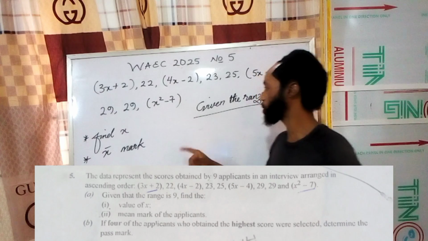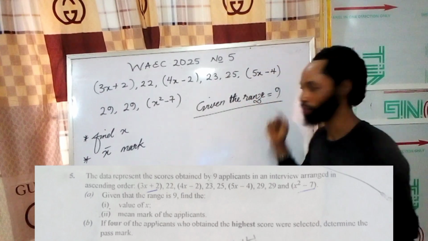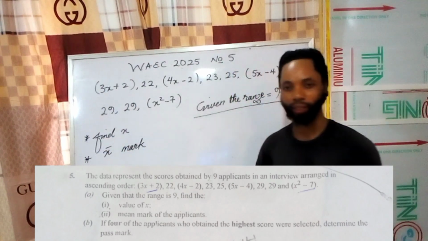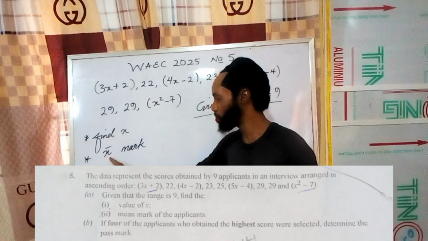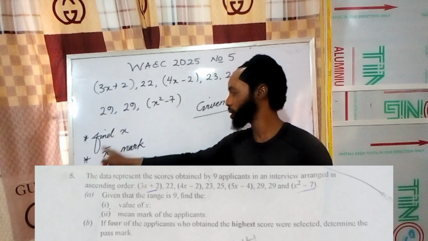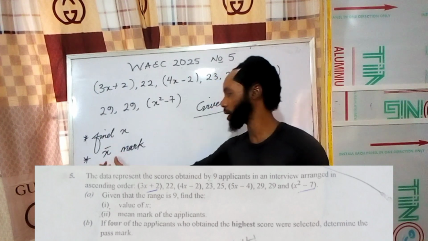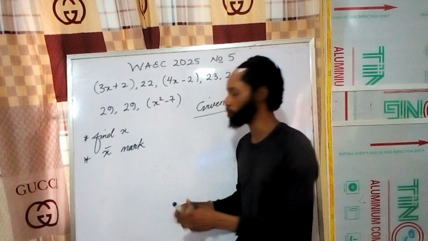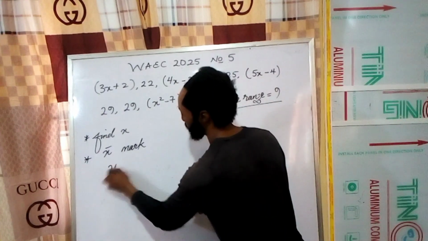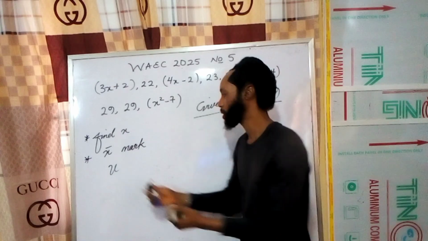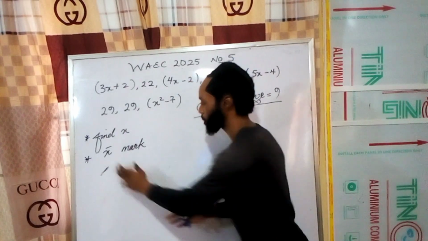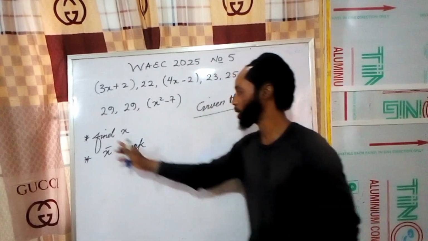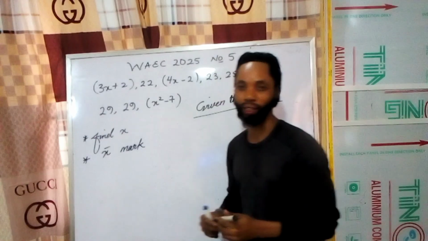They went on to tell us that given that the range is 9, find the value of x. The second question is find the mean mark. This is the symbol for mean, x bar. We also call it mean, and we also have the population mean in this form. But we could always use this one. So they say find the mean mark, and also find x. Let's get down to finding x first.